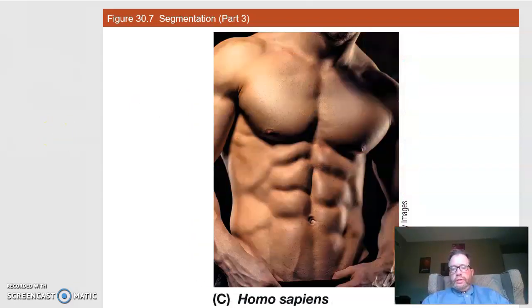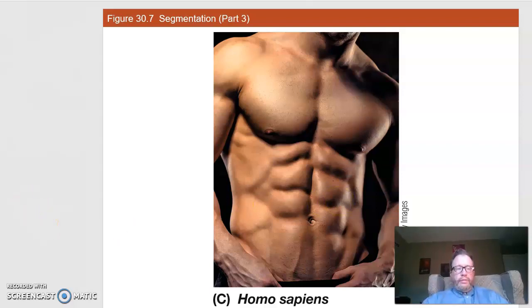Now, even humans have segmentation. You see this gentleman here has a six-pack, right? And the arrangement of the muscles, if you think about it, the pectorals and then these muscles of his abdomen, they're similar to the segments that we've seen in the scorpion and in the fireworm.